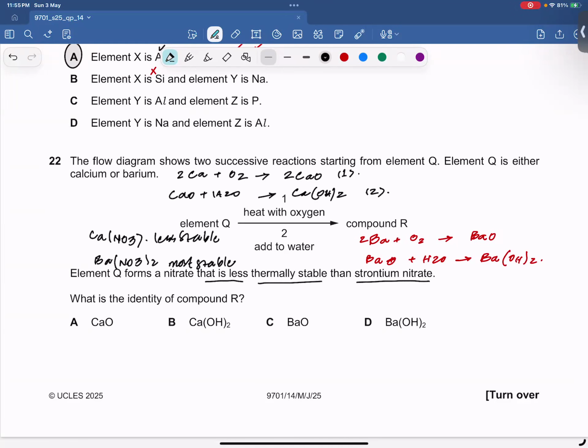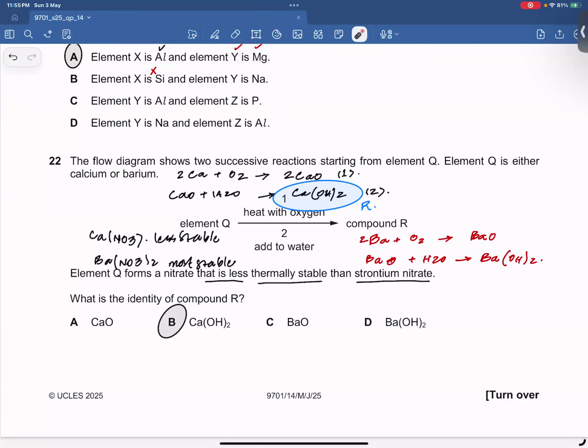So calcium is basically the right answer. So compound R is basically calcium hydroxide. That's the right answer. Okay. वाटर को ऐड करने के बाद कंपाउंड R is basically calcium hydroxide. That's your R.